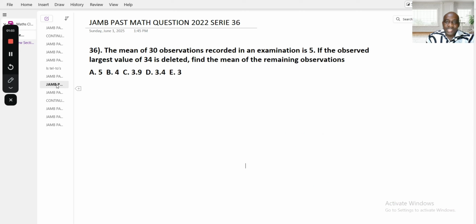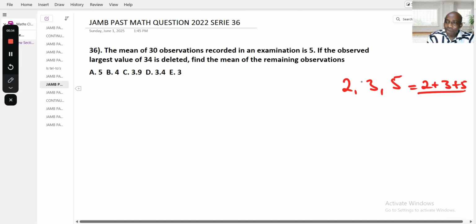The mean of 30 observations recorded in an examination is 5. If the observed largest value of 34 is deleted, find the mean of the remaining observations. Now let me demonstrate something. 2, 3, 5. If you were asked to look for the mean of this one, you just need to add everything together.